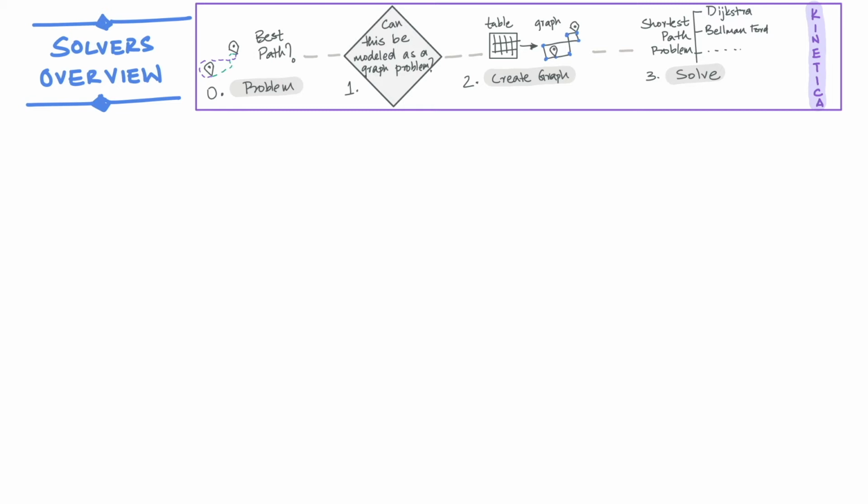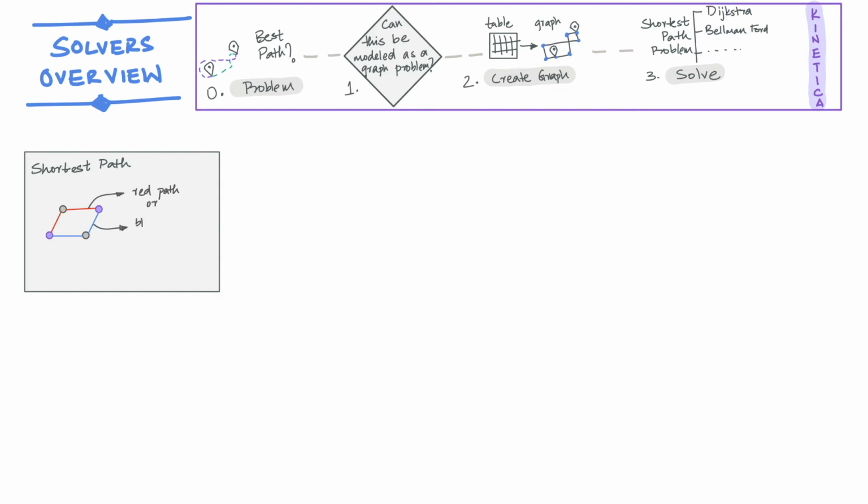Now let's briefly look at the different types of graph network problems that can be solved using Kinetica. Shortest path is perhaps the most well-known graph network problem. It is concerned with finding the path from a source node to a destination node that minimizes the combined weights for all the edges in that path. The obvious application of the shortest path problem to a real-world problem would be to find, say, the best route from point A to point B.